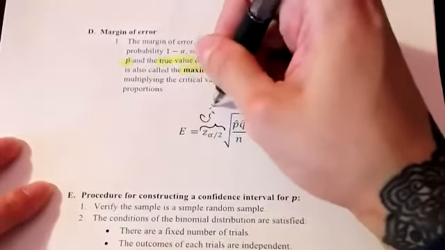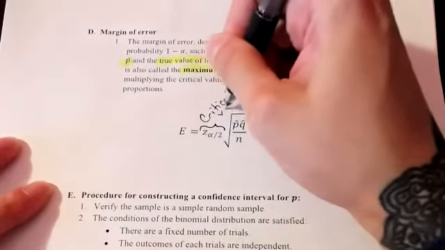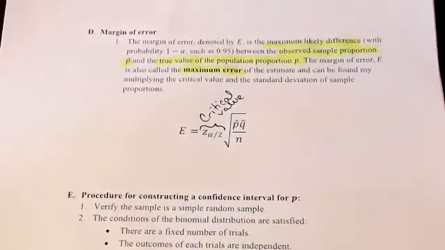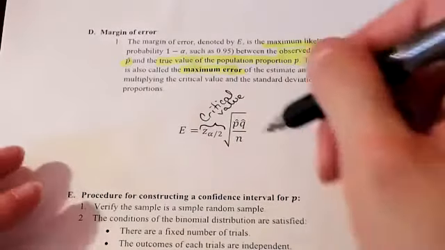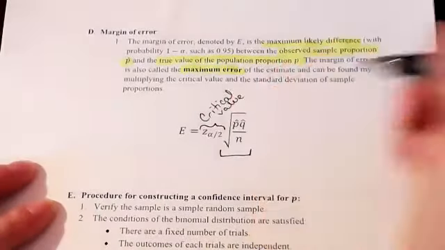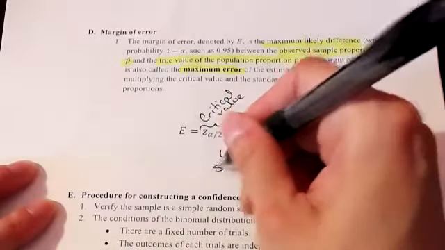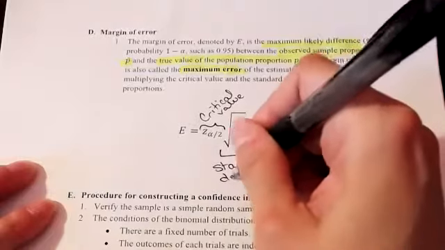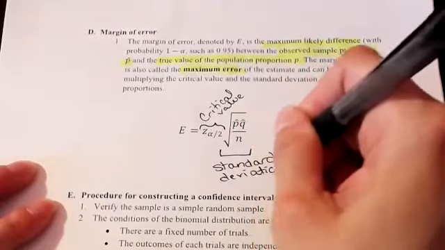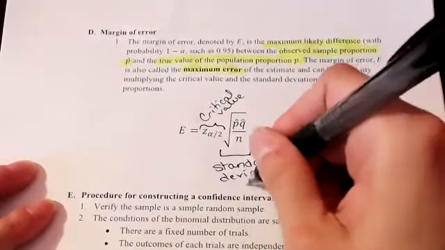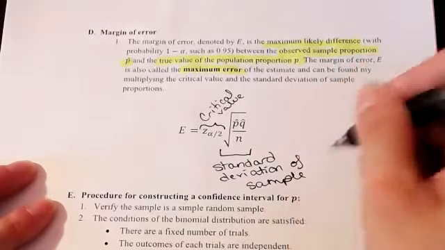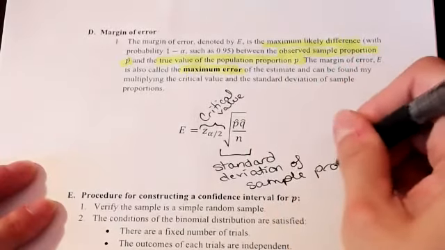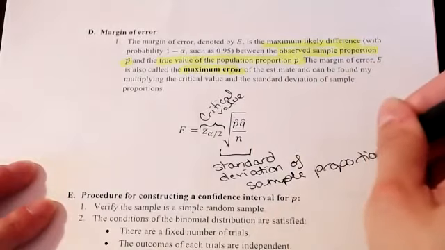Here's our critical value. And the standard deviation of sample proportions. This must represent the standard deviation of sample proportions. That's something interesting to note, how they write the formula.